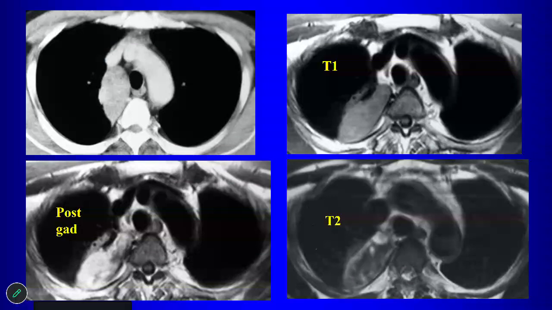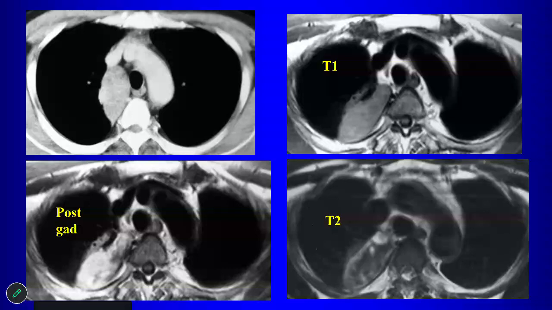On T2, it's kind of hypo-intense. Most tumors on T2 are what? Hyper-intense, bright. This tumor is hypo-intense, dark. So what does that suggest? High fibrous content. Where else do you see this? What other part of the body? Brain? You see fibrous tumors in the brain?